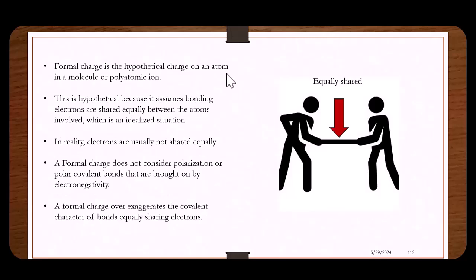A formal charge is a hypothetical charge on an atom in a molecule or polyatomic ion. This is hypothetical because it assumes bonding electrons are shared equally between the atoms involved, which is an idealized situation. In reality, electrons are usually not shared equally. A formal charge does not consider polarization or polar covalent bonds that are brought about by electronegativity. This over-exaggerates the covalent character of bonds equally sharing electrons.